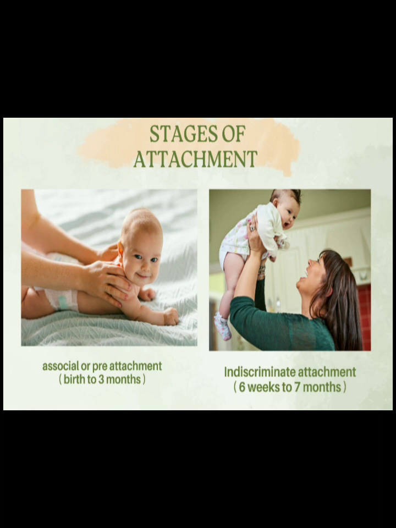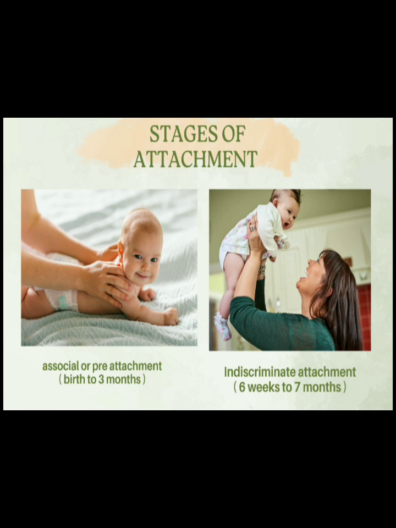Next is indiscriminate attachment, 6 weeks to 7 months. Infants show a preference for primary and secondary caregivers, and develop trust that the caregiver will respond to their needs. They start distinguishing between familiar and unfamiliar people, and respond positively to the primary caregiver or mother.